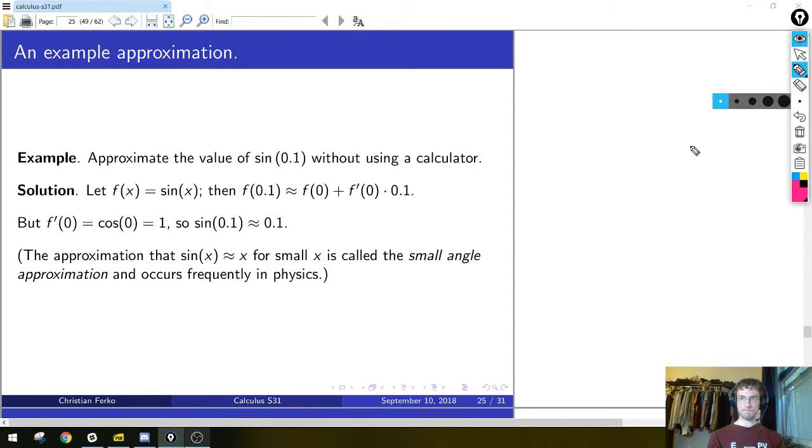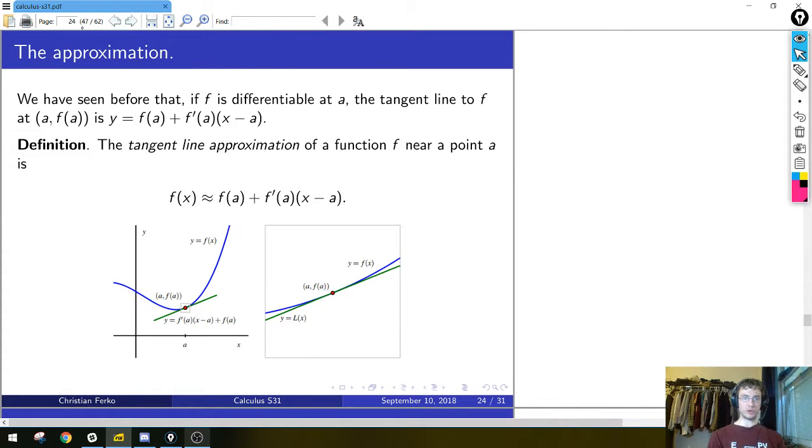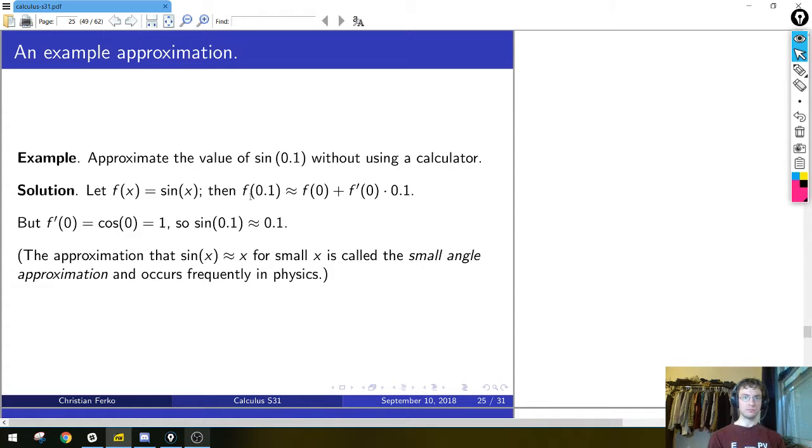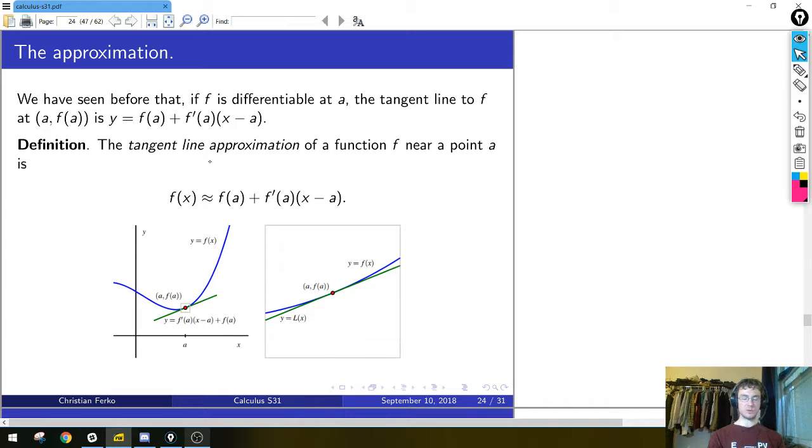Okay, so here's a very common example. Suppose we want to get an approximation to the sine of 0.1. So maybe you're doing some problem and you need the sine of 0.1 in radians, but you don't have a calculator. So we'll just do what we just said a moment ago. Make our function f of x equals sine of x. That's the, if you like, the blue curve here that we're going to try to approximate. The tangent line approximation, by definition, says that f at 0.1 is approximately equal to, we have to pick a convenient point a, so I will choose a equals 0.